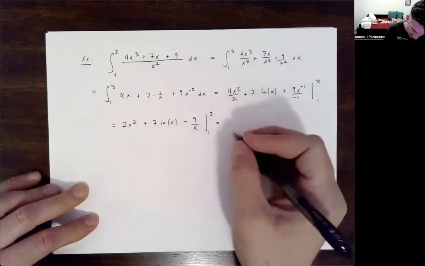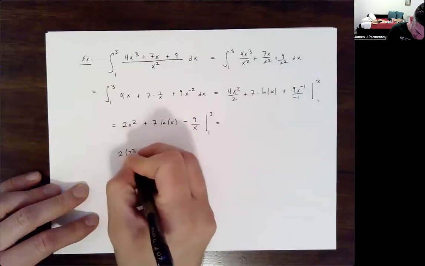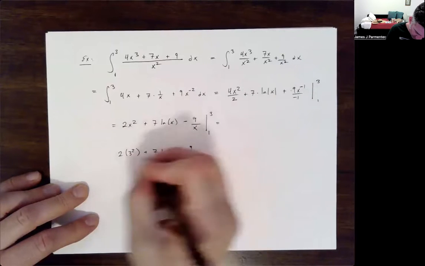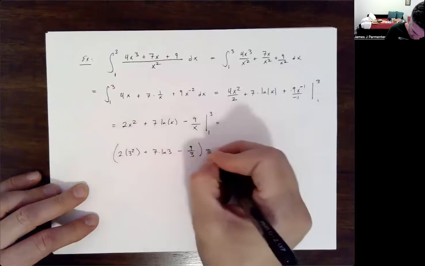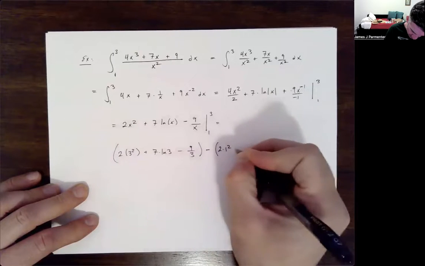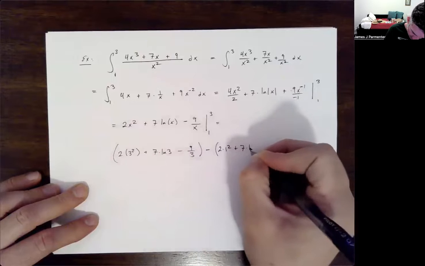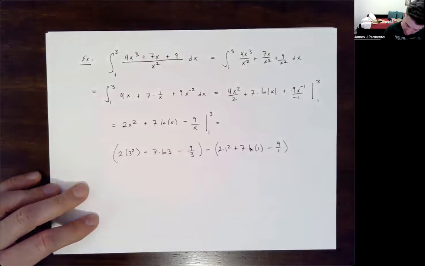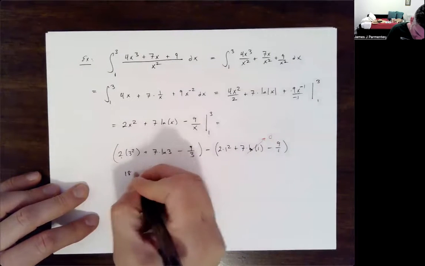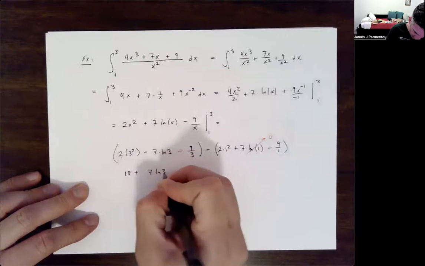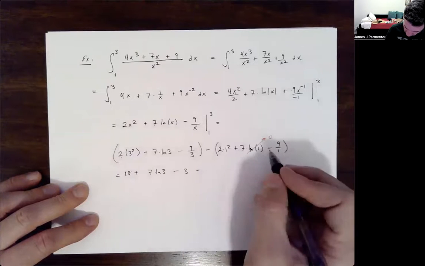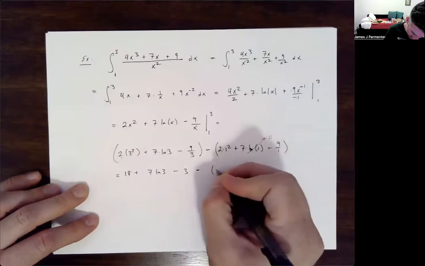Plugging in, I'm going to get 2 times 3 squared plus 7 times the natural log of 3 minus 9 divided by 3, minus 2 times 1 squared plus 7 times the natural log of 1 minus 9 divided by 1. Natural log of 1 is equal to 0. So we're left with 2 times 9 plus 7 times natural log of 3 minus 3 minus, let's see, that's 2 minus 9. So 2 minus 9 is negative 7.